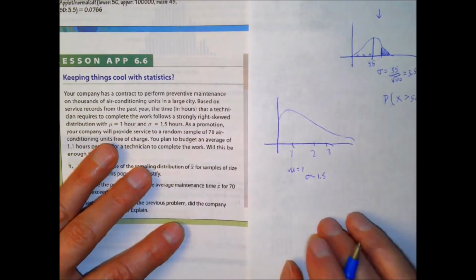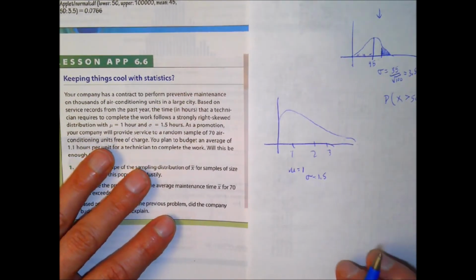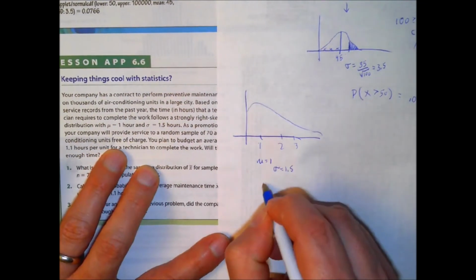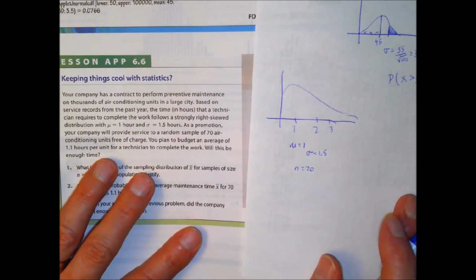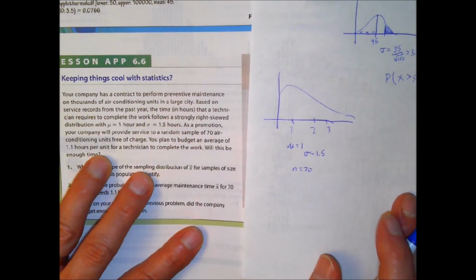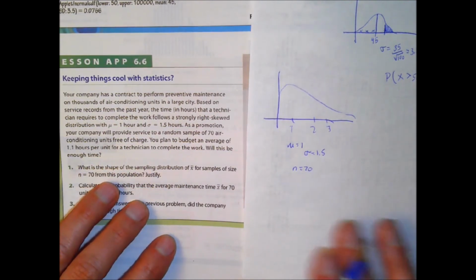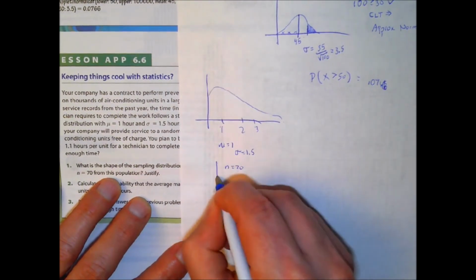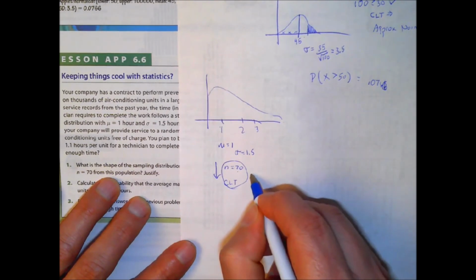As a promotion, your company will provide a service to a random sample of 70 air conditioning units free of charge. So we're taking a sample of 70. You plan to budget an average of 1.1 hours per unit. Will this be enough time? Okay, so first, the shape. I know by CLT, since 70 is above 30, it's going to be approximately normal.